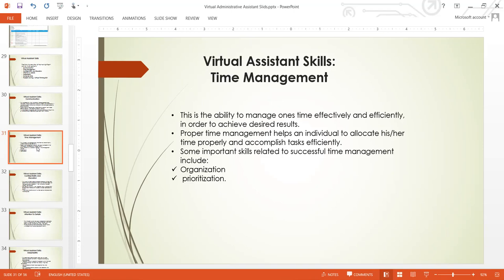So, how do we manage our time? Some people always complain, I don't have time, I don't have time. But some people never complain, they achieve whatever they want to achieve within the 24 hours everybody has. But the issue doesn't lie in the person not having time. The issue lies in the person not having good time management. So you plan your time very well.